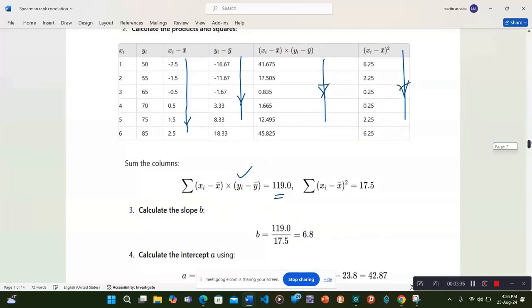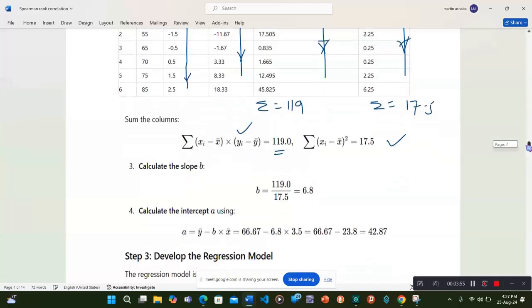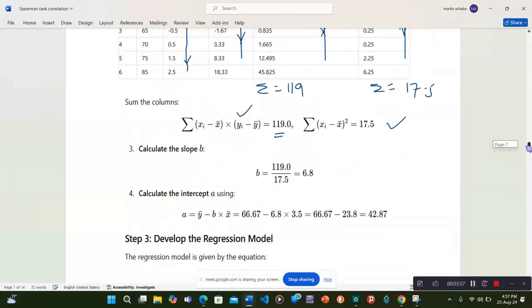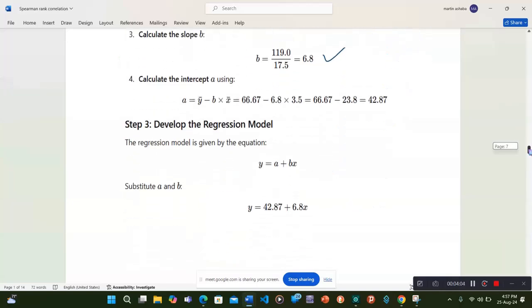You get 119.0 for this, and for this, you get 17.5. So the sum here is equal to 119, and the sum here is equal to 17.5. That's what we are talking about. Then to calculate the slope, you divide this by that. So you have 6.8.